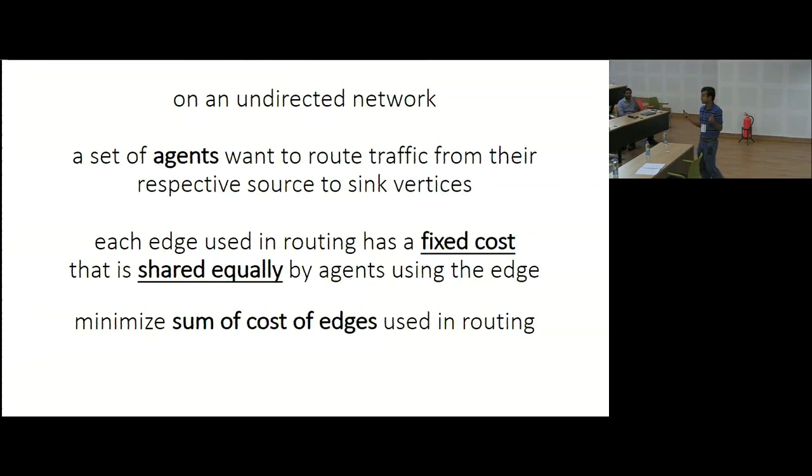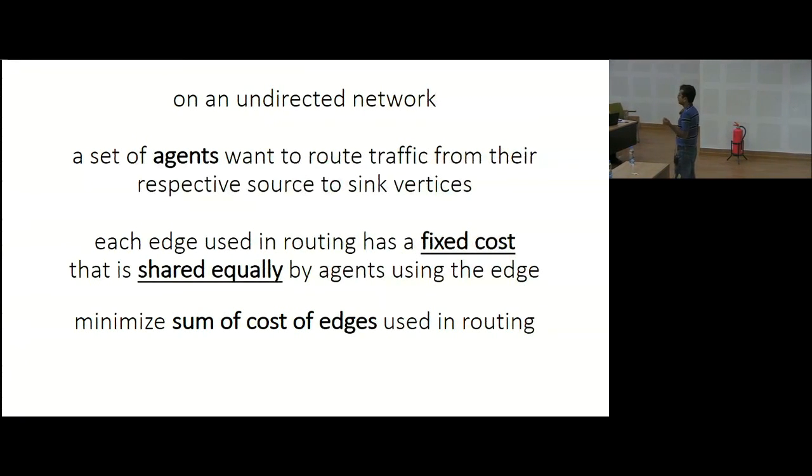Every edge has a fixed cost. If the edge is used by at least one agent, then you have to pay that fixed cost. And the agents using the edge simply share the cost equally. So you take the cost of the edge, split it equally among all the agents using the edge. So that's how cost is shared. And the overall goal, of course, is to minimize the total cost of routing. I want to minimize the total cost of all the agents, all the edges that are used in my routing network. So let's put some notation down.